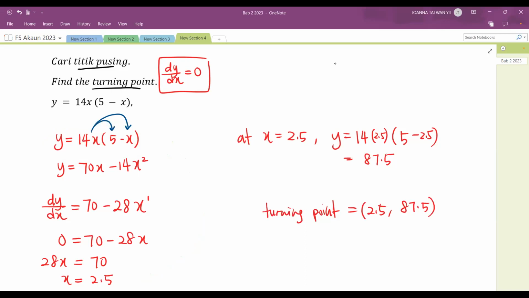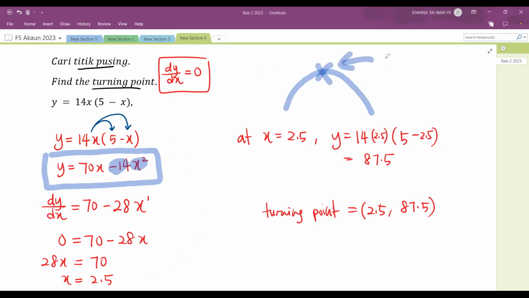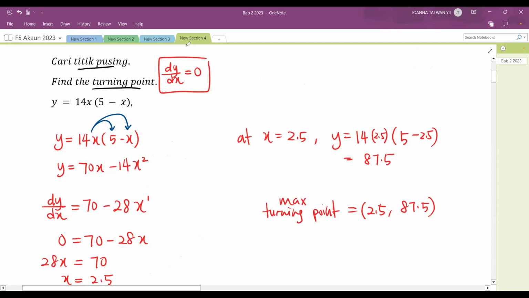Maximum. How do you know it's maximum? Kenapa maximum? Sebab kamu tengok ini, negative. X square is quadratic, right? Quadratic, smiley or sad, man. So kalau dia negative, negative maksudnya? Sedih, kan? Sad means maximum point. So, you can say this is a maximum point. Titik pusing, maximum. Okay, ada soalan sini tak? Yeah, like this only. I show you second question.